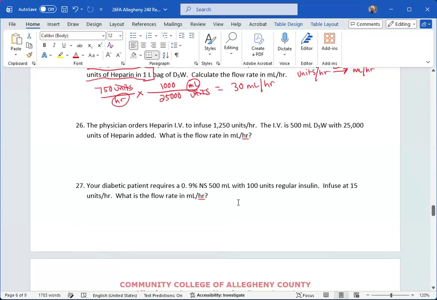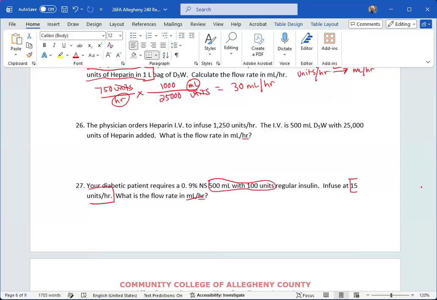Let's do the insulin one real quick, just because I already did a heparin one. So the way I would break this down is I'd start off with looking at where it tells us the units per hour. Again, if you're doing this a different way, but you're getting the same answer, it's fine. Okay, so don't think you have to do it my way. So I have 15 units per hour, and then my IV is the 500 milliliter and the 100 units of insulin, and we want to know how many milliliters per hour.